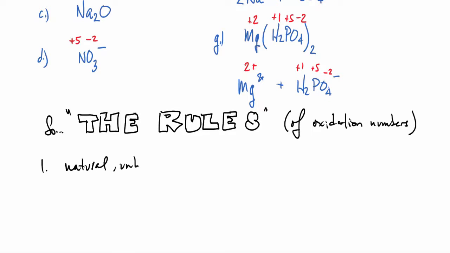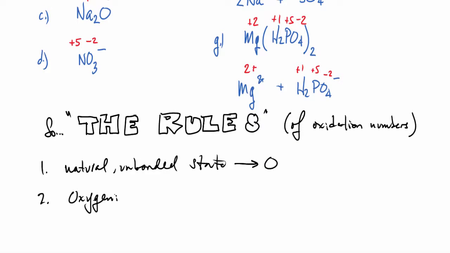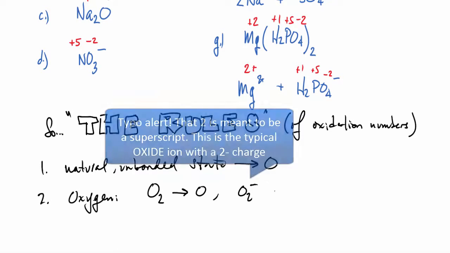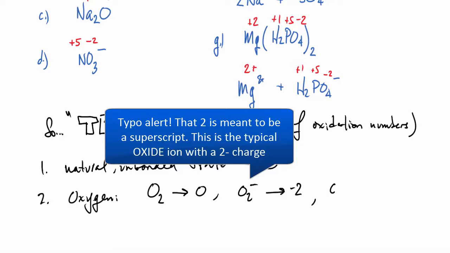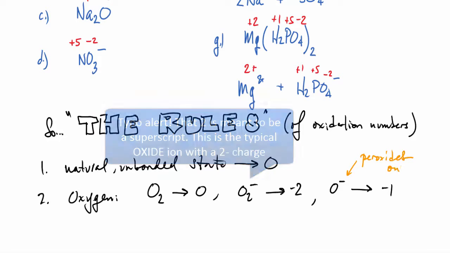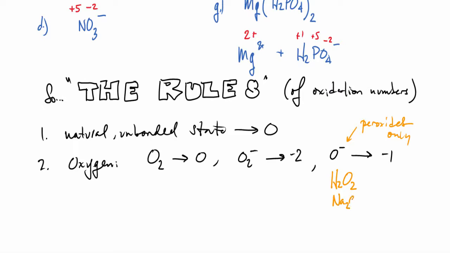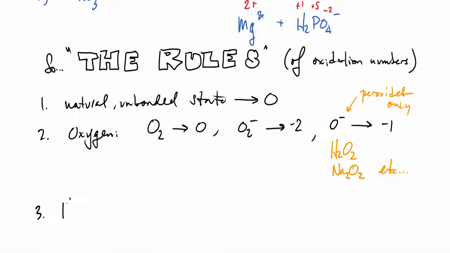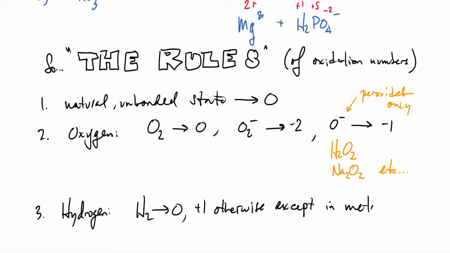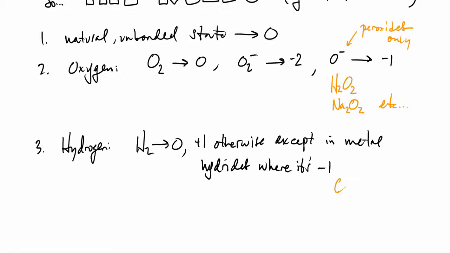So first of all, the first rule: natural or unbonded state compounds have an oxidation number of 0. Second, oxygen has an oxidation state of 0 when it's diatomic, -2 when it's the typical 2- ion, and -1 if it's a peroxide. Hydrogen will have 0 if it's H2, and it'll be +1 otherwise in all cases except metal hydrides, where it'll take a -1 oxidation number. So in calcium hydride, we would have hydrogen as a -1 oxidation number.